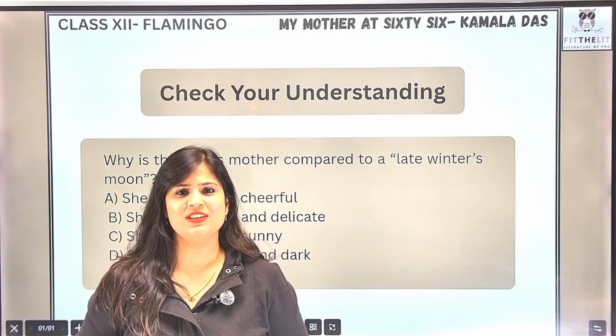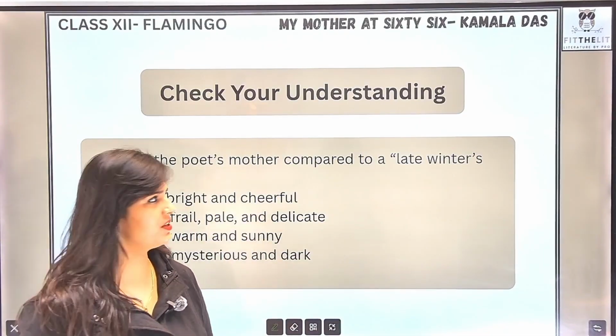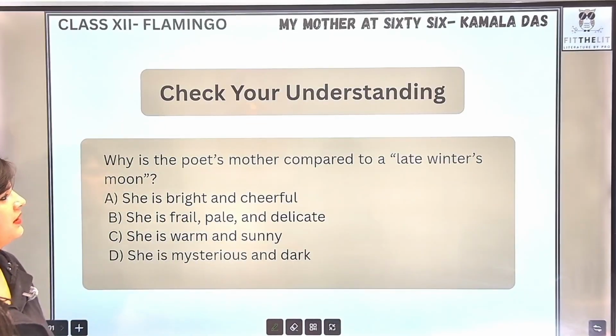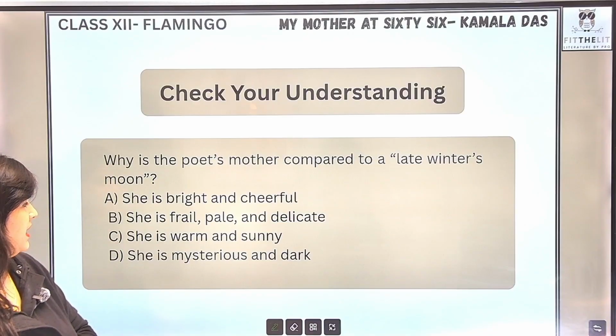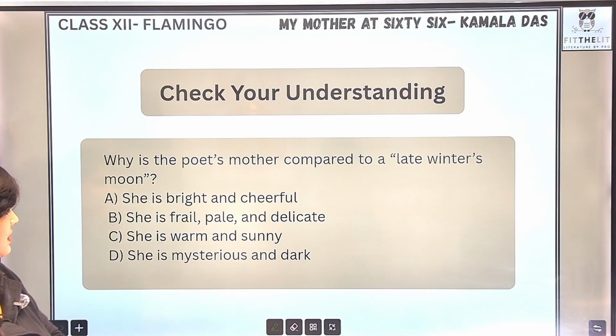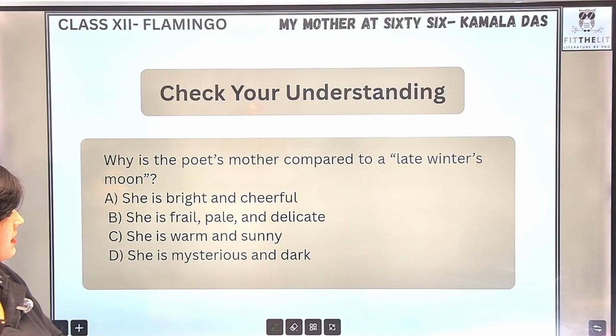Alright, having understood the poem, let us try to check your understanding and answer this particular question. Why is the poet's mother compared to a late winter's moon? A. She is bright and cheerful. B. She is frail, pale, and delicate. C. She is warm and sunny. D. She is mysterious and dark.